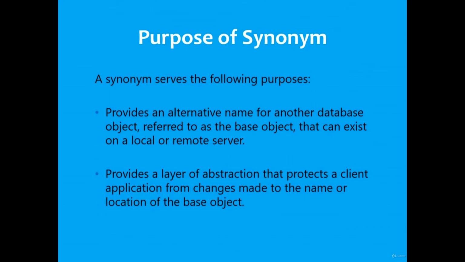The second purpose is that it provides a layer of abstraction that protects a client application from changes made to the name or location of the base object. Now how does this happen? This happens because we are providing an alternative name for the database object. So that is why it is protecting a client application from having to make changes.